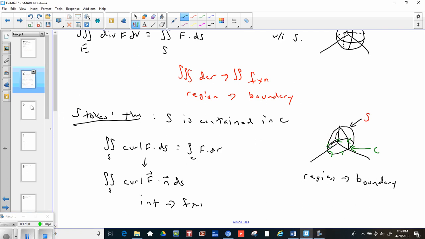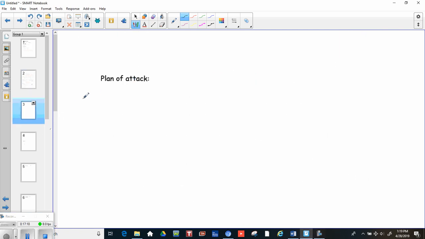All right, so here's our plan of attack. What we want to look for when we're going through these problems is this: if we're going to try and do a line integral, and we're given some kind of a function of x and y ds.